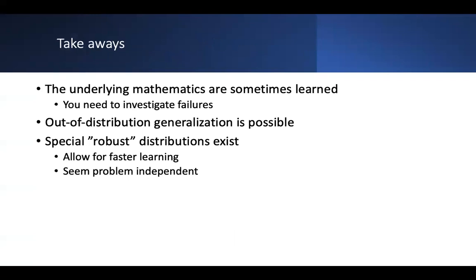Okay, so the idea is that here the underlying mathematics are sometimes learned. You need to investigate failures to do that, but you can see cases where the model learns. And there seem to exist special robust distributions that work better.